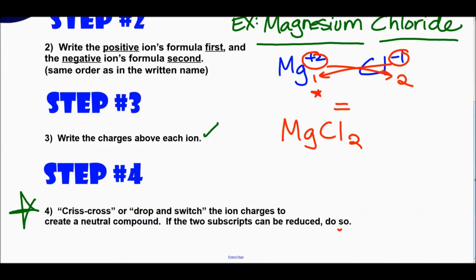The last part of step 4 says if the two subscripts can be reduced, then do so. What this is asking you to do is find a common denominator. Our 1 and 2 are in the lowest terms, so they do not need to be reduced. We will see some examples where they are going to need to be reduced in future pages.